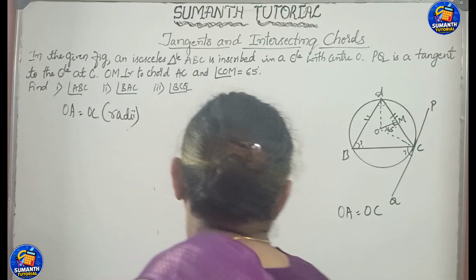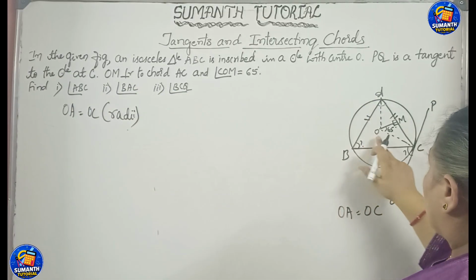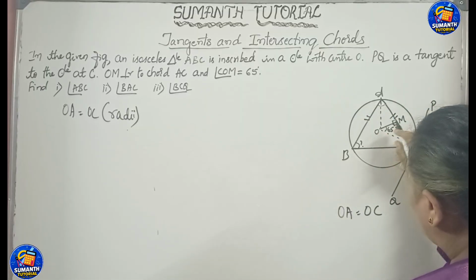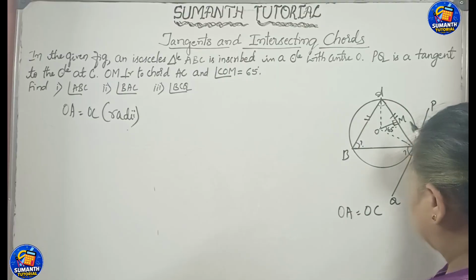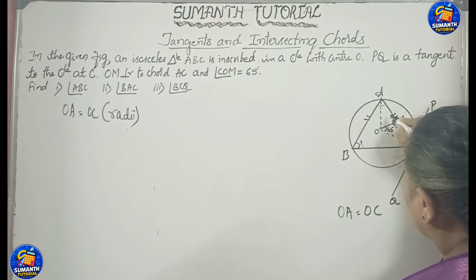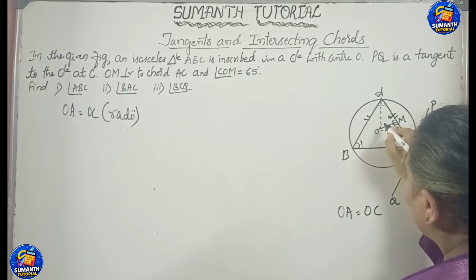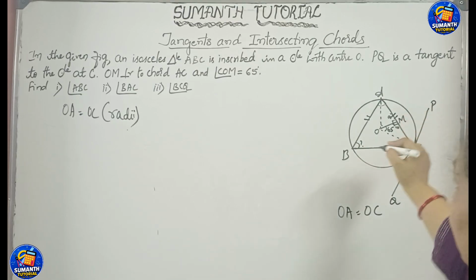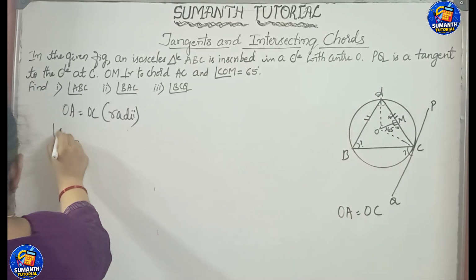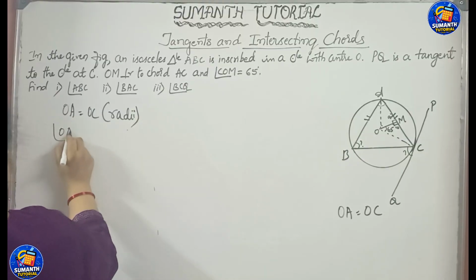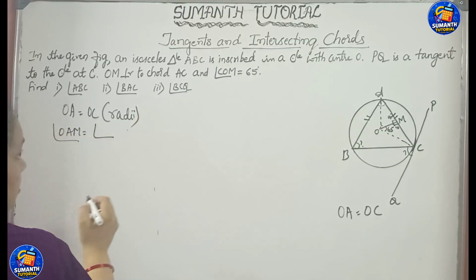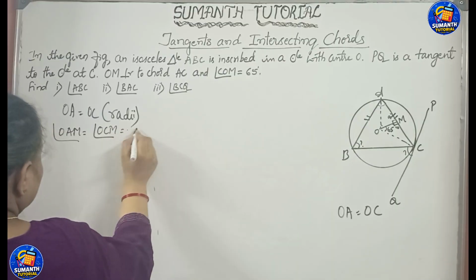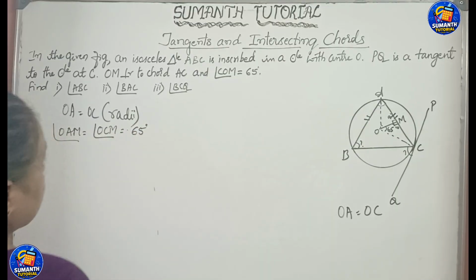By that, and then next OM forms perpendicular with AC. Therefore, this is also equal to 90 degree and this is 90 degree. What will be the angle of this? This is also equal to how much? 65 degree. So by that angle OAM is equal to angle OCM that is equal to 65 degree.